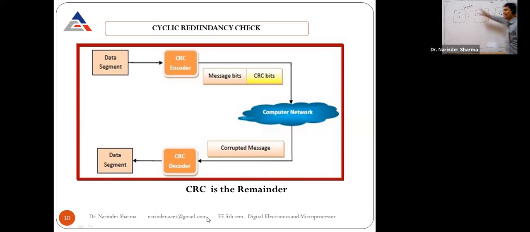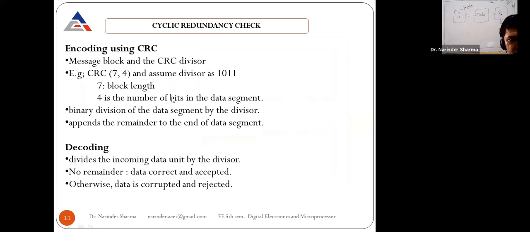So what exactly was the data? It has to be matched with this data. If there is any error, it has to be reported. And in cyclic redundancy check, we always use the remainder. Encoding using CRC: message block, 7 is the block length, 4 is the number of bits in the data segment, same as in the Hamming code, 1011. Binary division of the data segment by the divisor, we have to use the divisor. It appends the remainder to the end of the data segment.